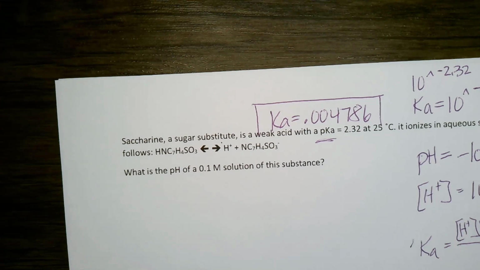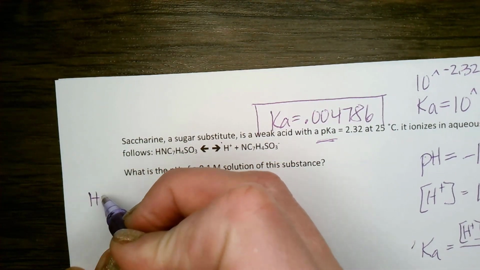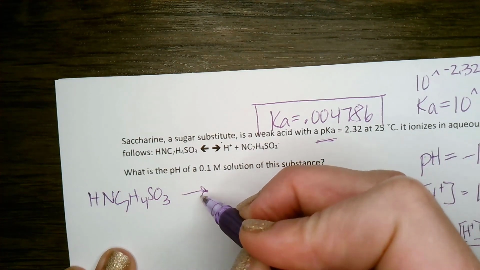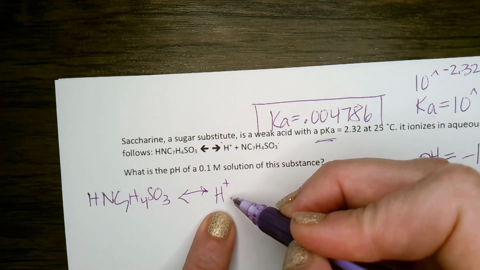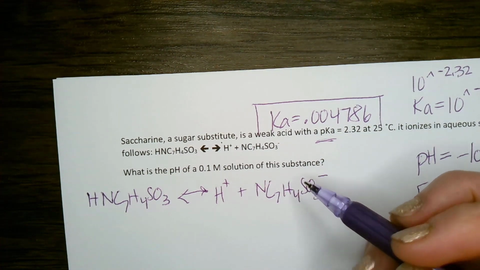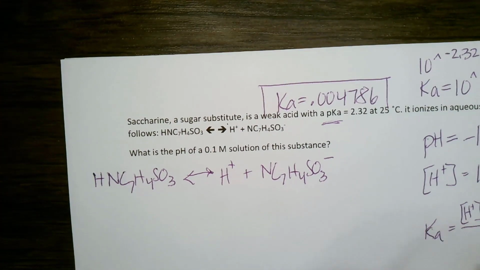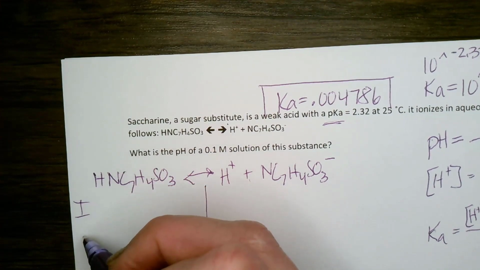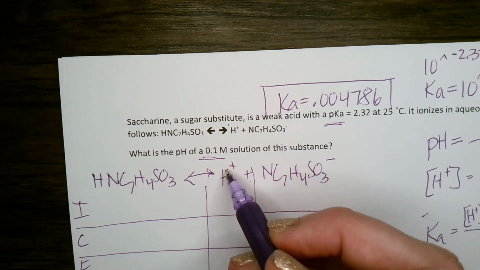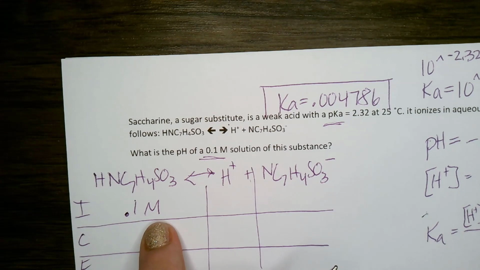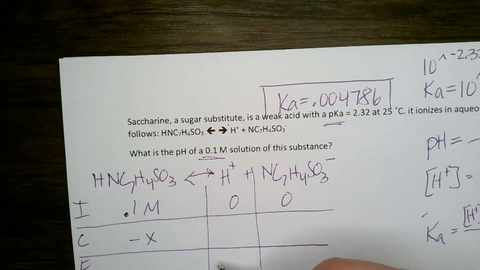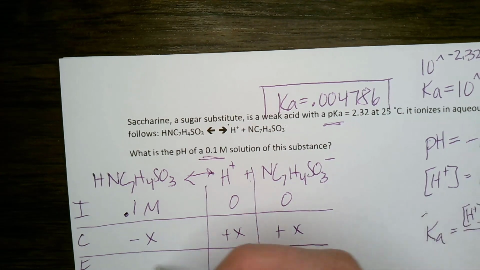All right, so we have our ICE table. Let's do this. We have our HNC7H4SO3 with water. I'm just going to leave it off in this case, with our H+ or H3O+ if we would have included water. And then NC7H4SO3 minus, our conjugate base, our dissociated versus our molecular non-dissociated. So let's set this up. Okay, we're given an initial 0.1 molar of our acid. And again, we know that we have no product as of yet. We're all in a 1-to-1 ratio, so I'm going to lose reactant and gain product. So I have x, x, and 0.1 minus x.